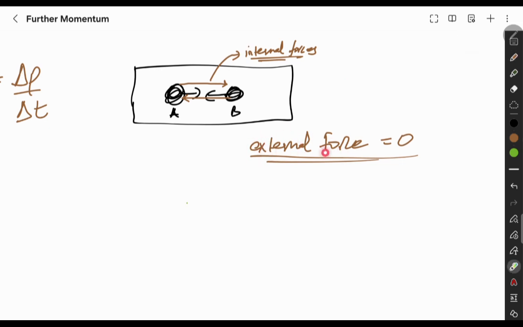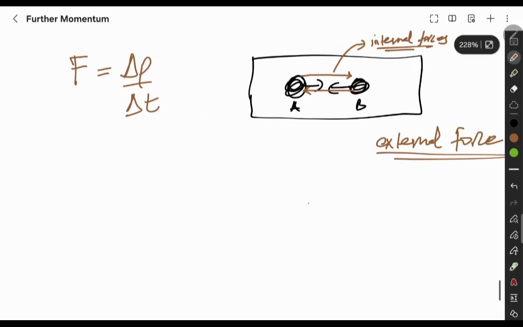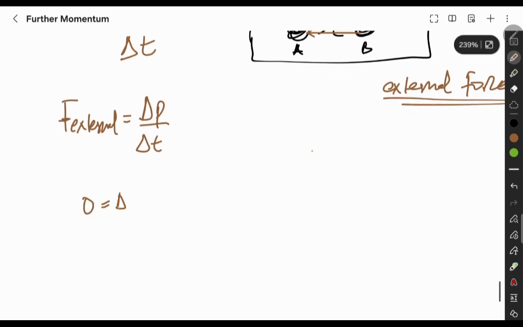But we must make sure that there's no external force acting on the system. The external force must be equal to 0. So hence what we can say is that F external is equal to the change in momentum divided by the change in time, and F external is equal to 0. So I can say 0 is equal to the change in momentum divided by the change in time.